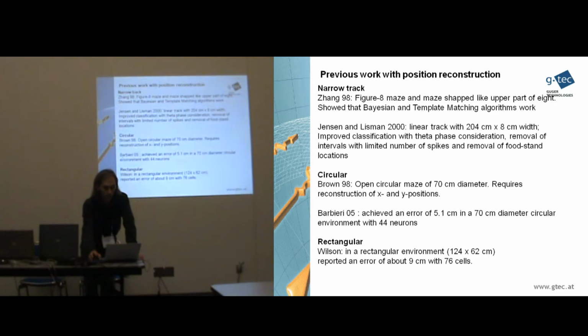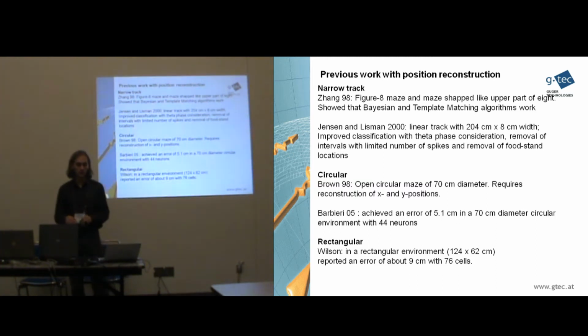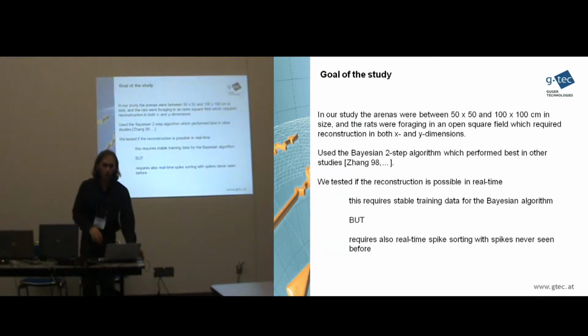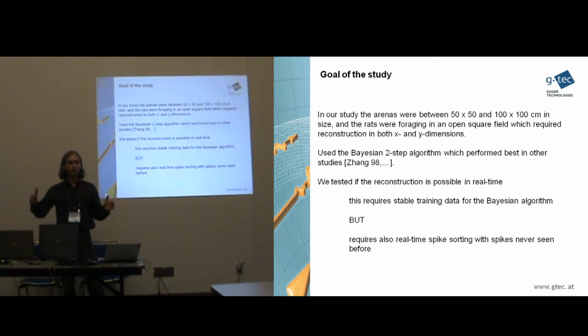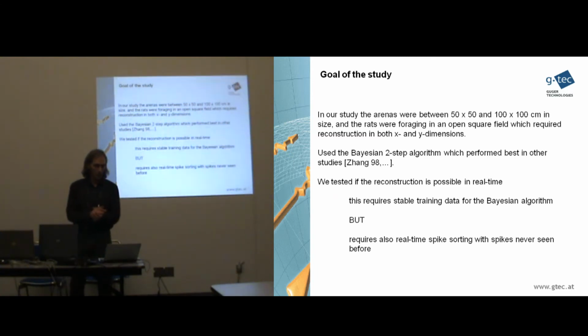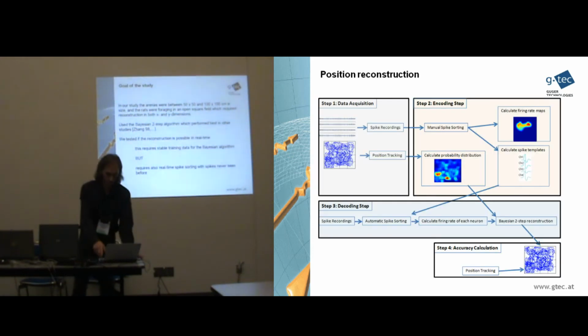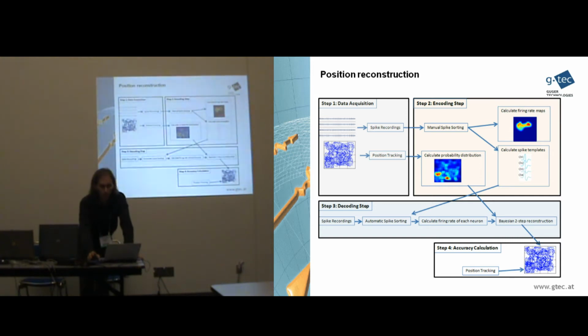Then Brown and Barbieri used circular environments with a 70 centimeter diameter, so they had, for example, 44 neurons for doing that, with a tracking error of 5 centimeters. And Wilson had a large rectangular environment. He used 76 cells and reached about 9 centimeters accuracy. So the goal of our study was to look at different rectangular environments from 0.5 meter up to 1 meter, and to use the same algorithms that were shown beforehand to work quite well, but we wanted to do everything in real time.